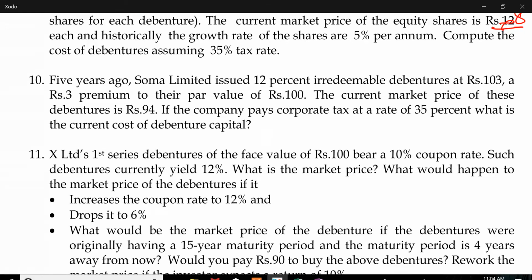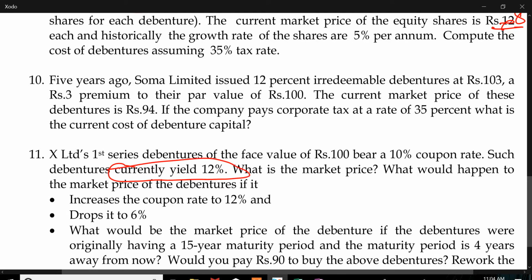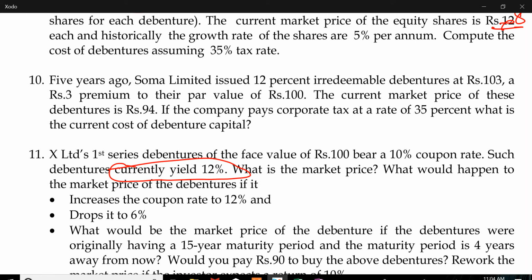What does this current yield mean? What is the rate people are expecting? So everybody in the market is expecting 12%. Current yield means people's expectation. So people are expecting 12% in the market. What is the rate of interest the company is paying?